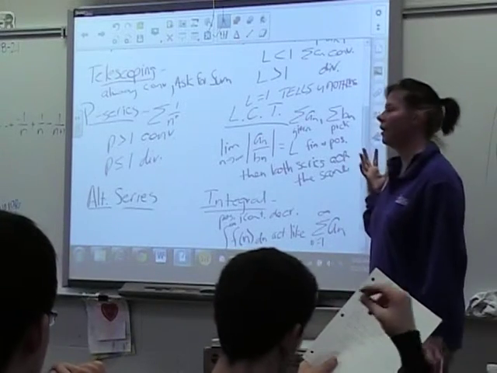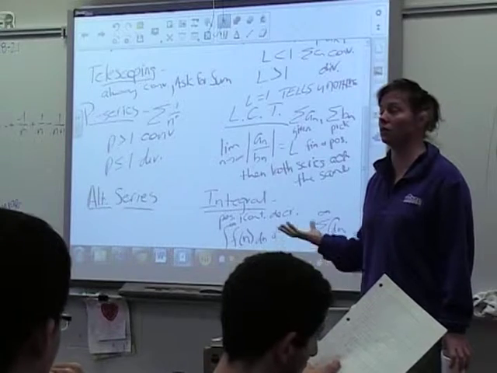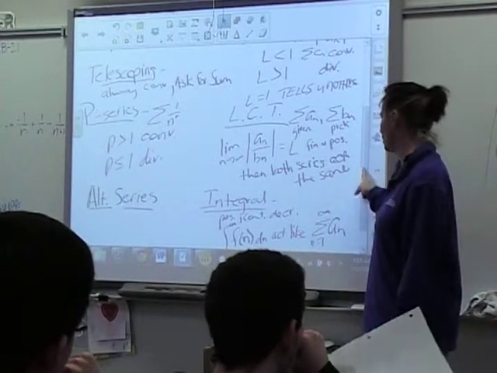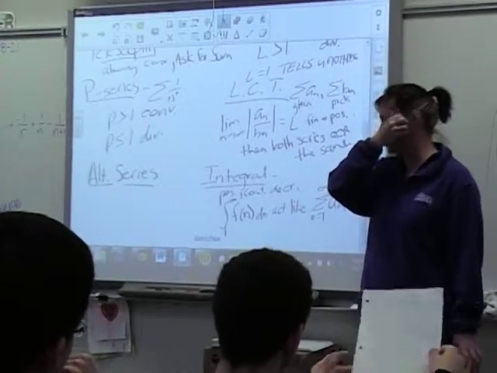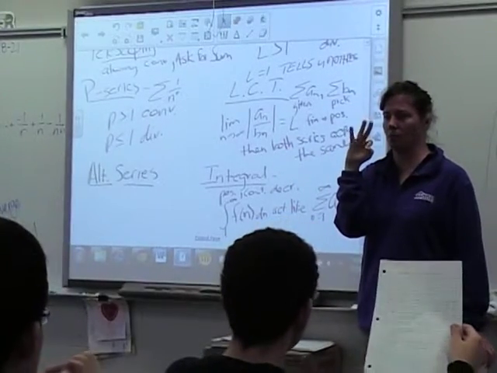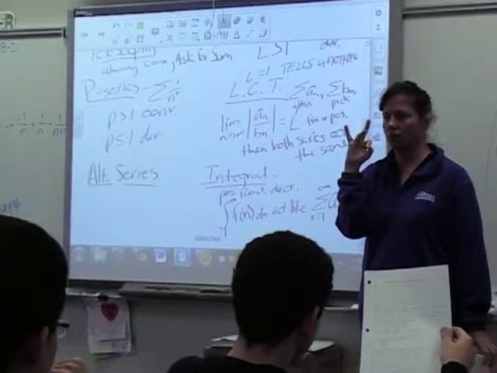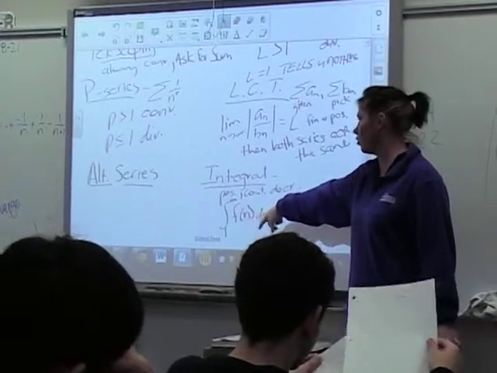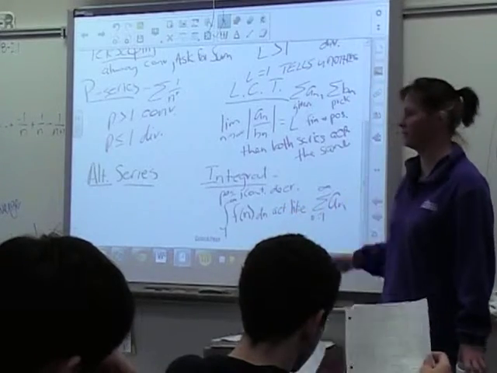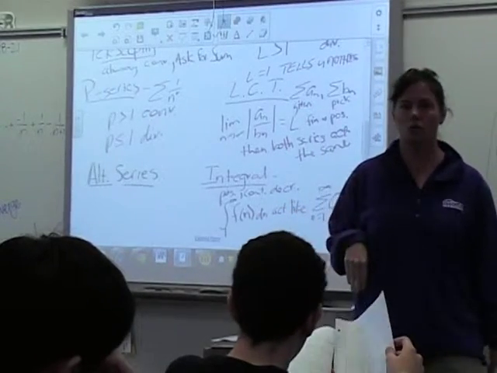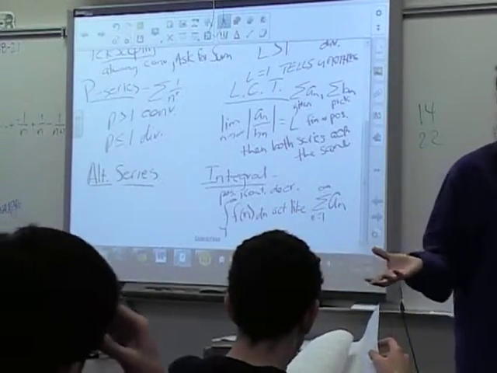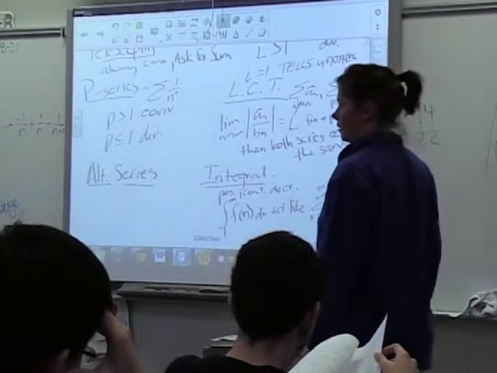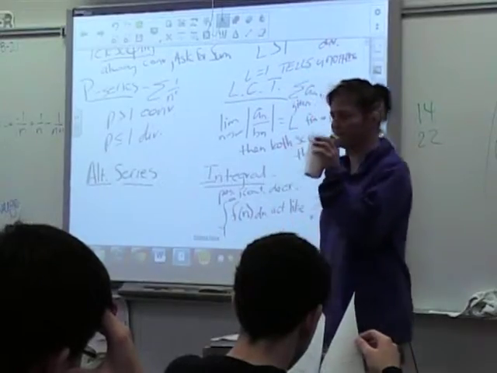And if all else fails and every other test we have done fails, I'm going to use the integral test. What are the big 3 things we have to remember about integral tests? Positive, continuous, and decreasing. Then the integral from 1 to infinity is going to act like the sum. If the integral converges to a number, the sum is going to converge to a number. If the integral diverges, meaning goes to infinity, the sum is going to go to infinity.